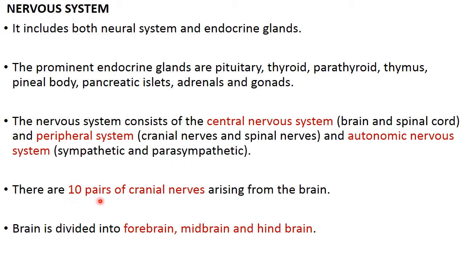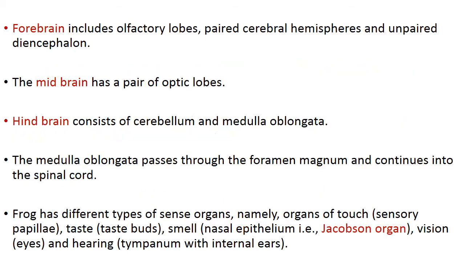There are 10 pairs of cranial nerves. In us कितने pairs हैं? 12 pairs we have. But in case of frog there are 10 pairs of cranial nerves arising from the brain. Brain यहाँ पे भी divided है, just like in man you have studied into forebrain, midbrain and hindbrain. Forebrain again has the olfactory lobes, paired cerebral hemispheres, दो cerebral hemispheres और diencephalon. Midbrain में optic lobes है, और hindbrain में क्या है, cerebellum and medulla oblongata.